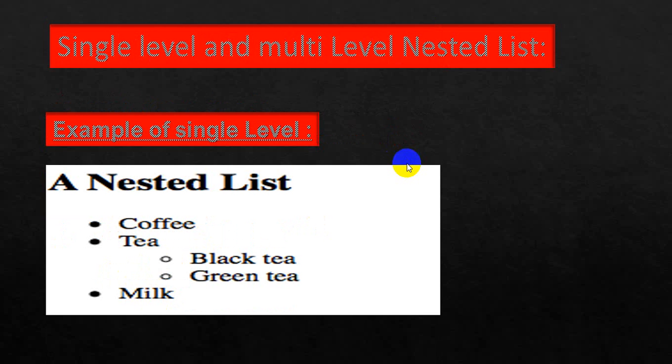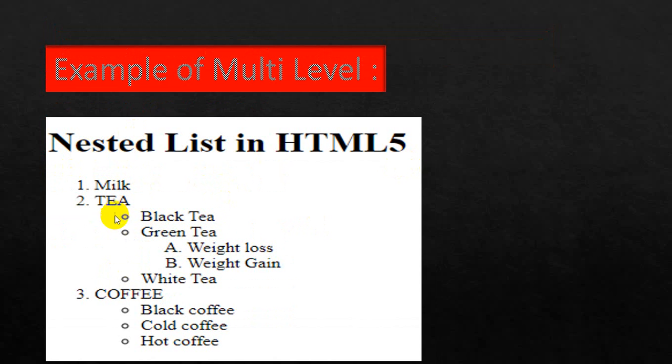I just want to show an example of multi-level. See this nested list, that is a multi-level nested list, where initially we have three parent items, that is milk, tea, and coffee. Inside tea again we have black tea and green tea. This is the single level, but inside green tea we have two more child items, that is weight loss and weight gain. So there are two levels. Green tea is a child of tea. This type of list is called a multi-level nested list. We can have more levels, not only one or two, so it can be single level or multi-level.